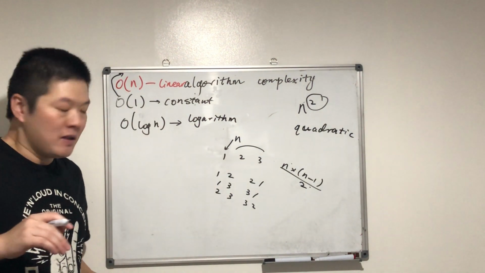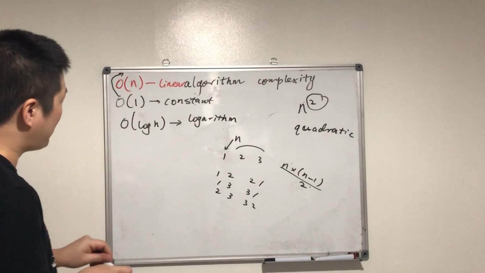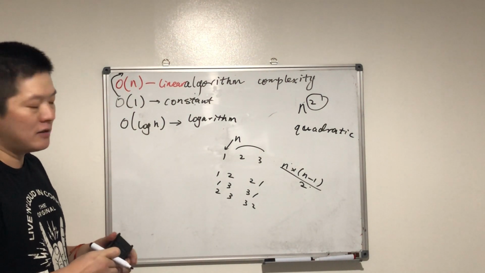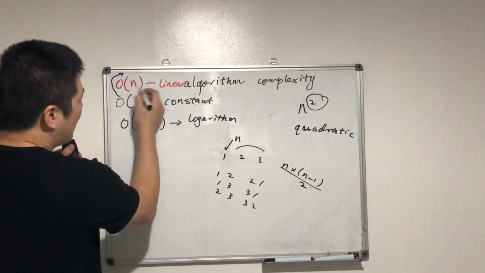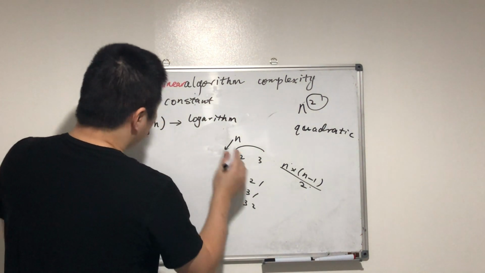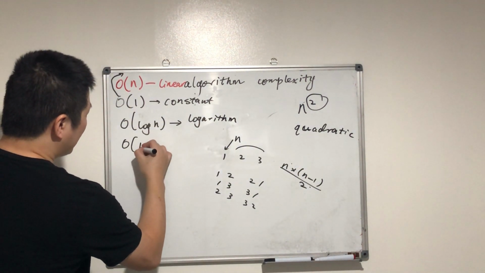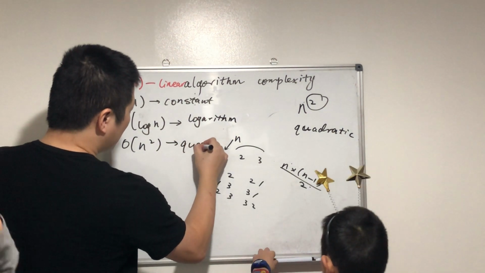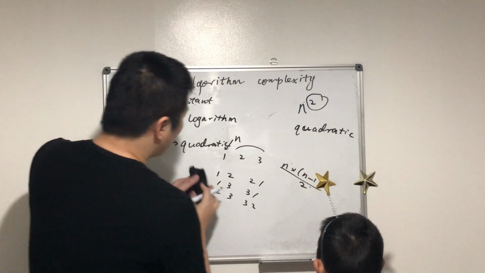So we haven't talked about another one, called binary search. This is linear search, I just put it here for a while. This is n square, called quadratic.